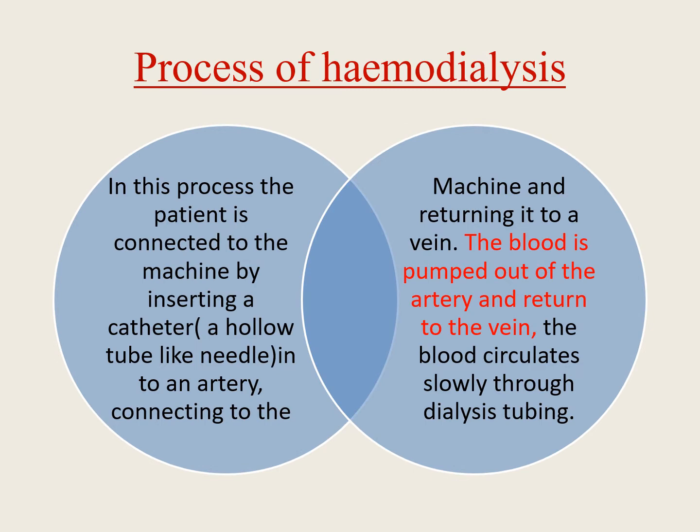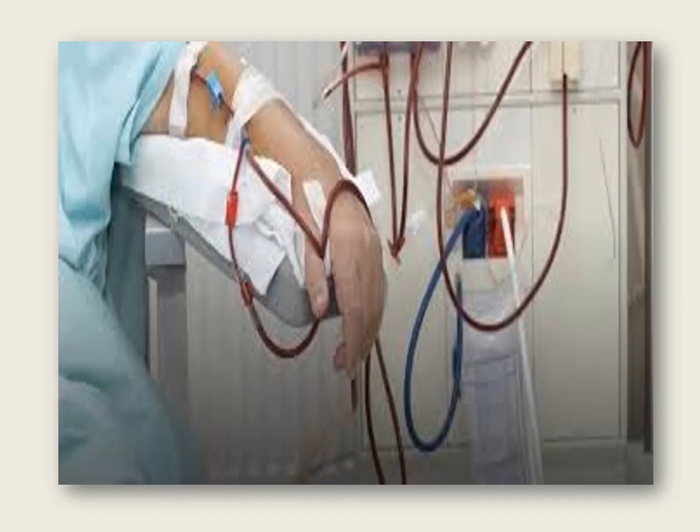Process of hemodialysis. In this process, the patient is connected to a machine by inserting a catheter, a hollow tube-like needle, into an artery, connecting to the machine and returning it to a vein. The blood is pumped out of the artery and returned to the vein. The blood circulates slowly through the dialyzing tubing. Here the point is noted: the blood is pumped out of the artery and returned to the vein. Here in this figure, the patient is treated by a process of hemodialysis.